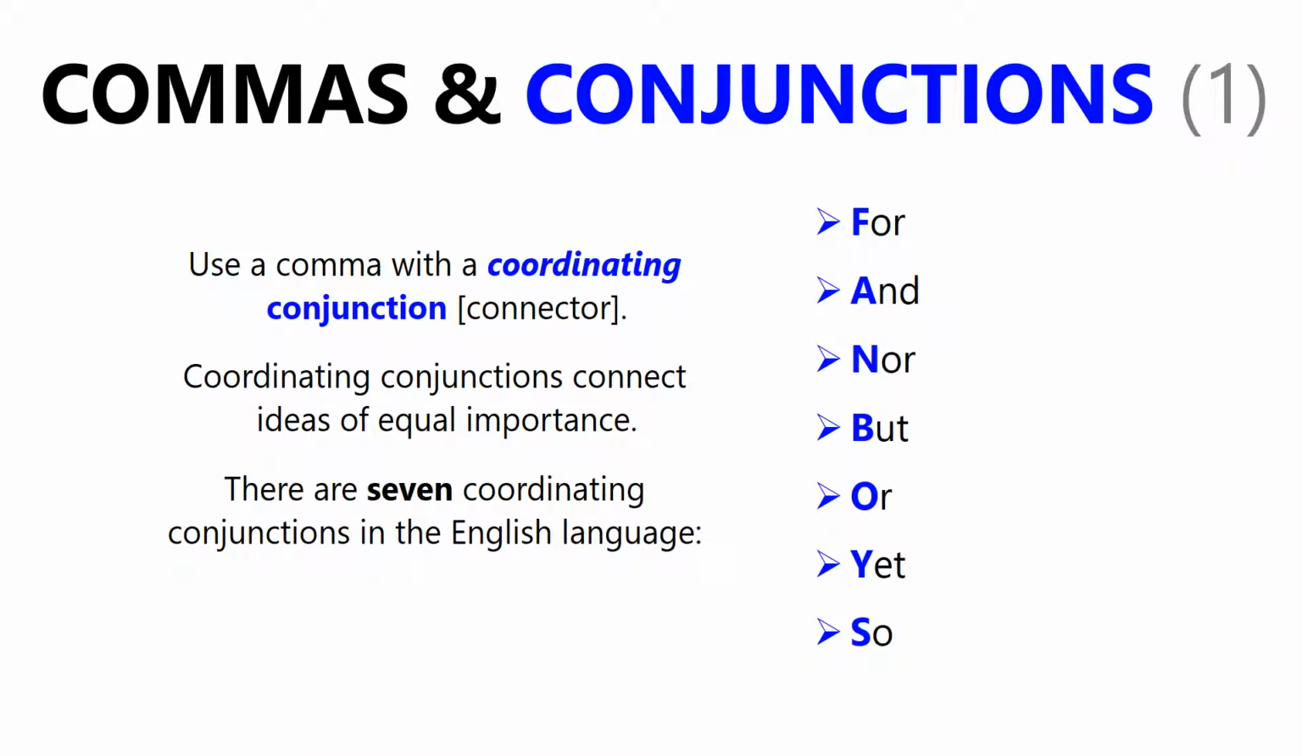Moving on, let's talk about commas and coordinating conjunctions. Use a comma and a coordinating conjunction, or a connector, to link ideas of equal importance. Basically, you can pair up two independent clauses using a comma and a coordinating conjunction. Now, there are 7 of these coordinating conjunctions in the English language, and they are for, and, nor, but, or, yet, and so. There's an easy way to remember these. Use the acronym FANBOYS. F for, A for and, N for nor, B for but, O for or, Y for yet, and S for so.